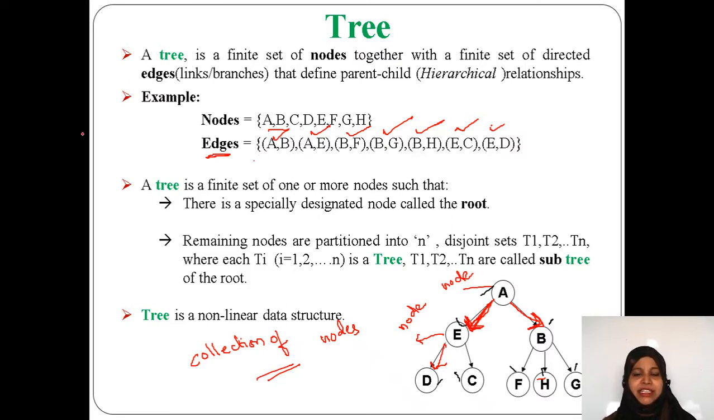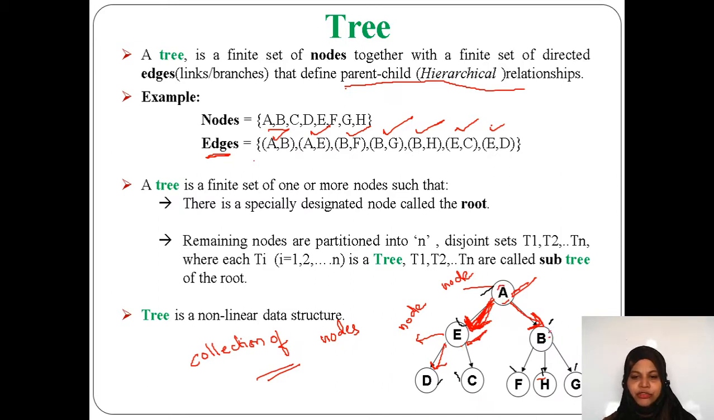Generally, a tree is defined by using the parent-child relationship. Whenever we represent any tree, we use the parent-child relationship. See here, for this node E, the parent is A. Why? Because A is above E, and E is below A. That is the reason E is the child of A, or A is the parent of E.